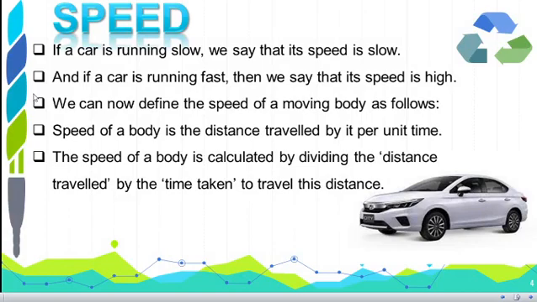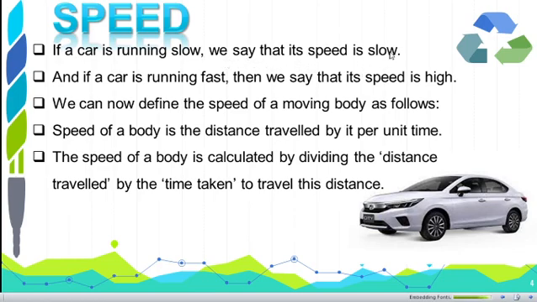In day-to-day life, we can see so many vehicles moving in our surroundings, and some of the vehicles move slow, some move fast. The speed of a body is the distance traveled by it per unit time. First we calculate the distance and divide by time, and we get speed. If a car is running slow, we say that its speed is slow.